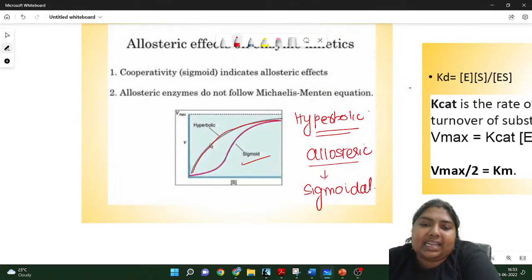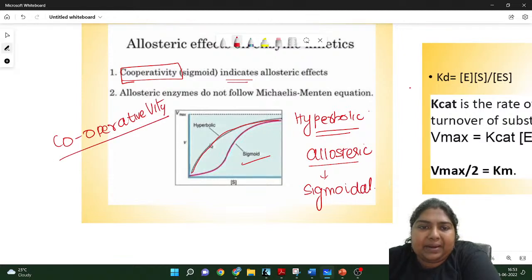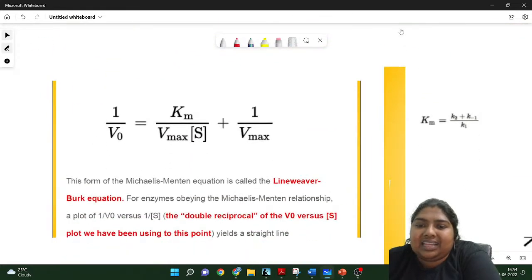So the sigmoidal curve of this allosteric effect is indicating the theory of cooperativity. Okay. So this is very, very important. It follows the theory of cooperativity. This is all clear to you, right?